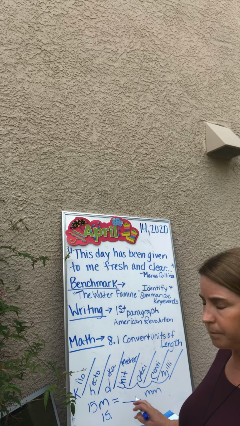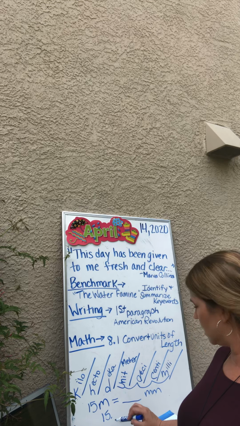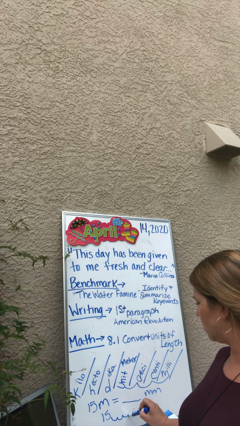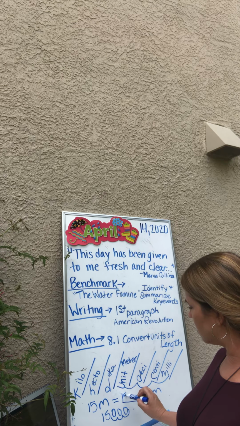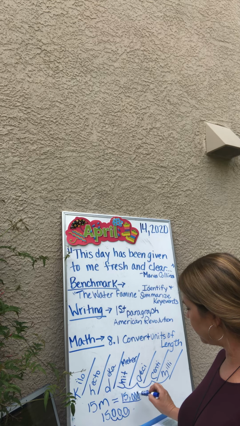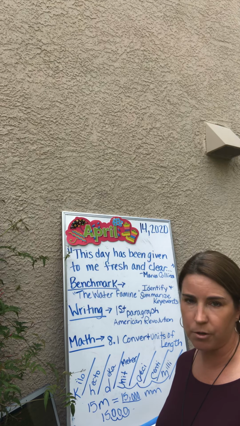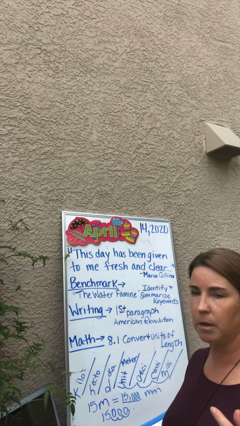So you have 15, and then you have that invisible decimal. Gosh, I hope you can see this. And then you move it 3 places. So it goes 1, 2, 3. Remember, adding your zeros. And so there are 15,000 millimeters in 15 meters.